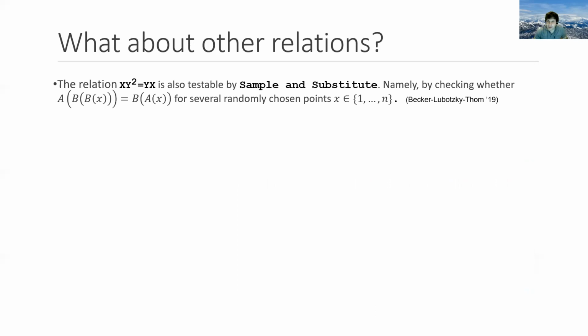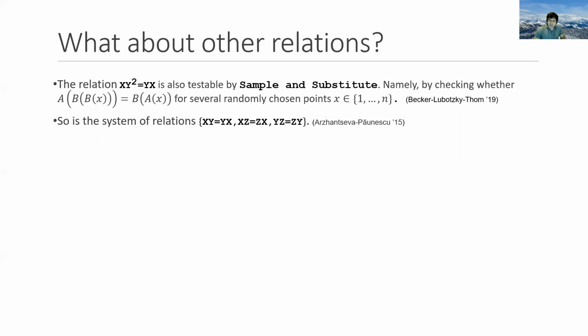Now, by a rather deep result of Becker, Lubotzky, and Thom, again reformulated into property testing language, this relation also turns out to be testable by a suitable version of the sample and substitute algorithm. Namely, this algorithm just tests the relation ABB equals BA, again on several randomly sampled vertices, and accepts if the relation holds on all of these vertices. And this turns out to give a good guess on whether the permutations actually satisfy the relation or are far from satisfying it in the global sense.